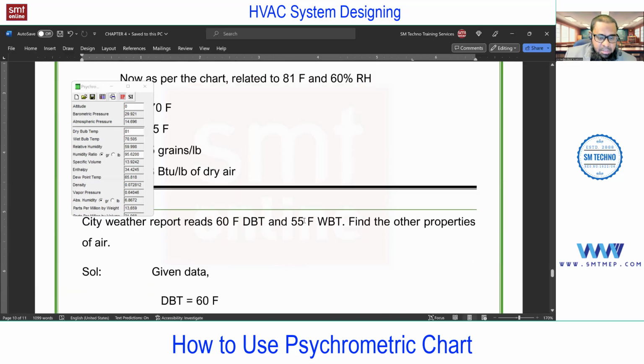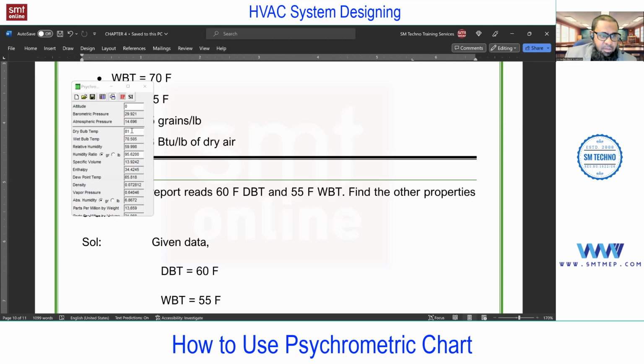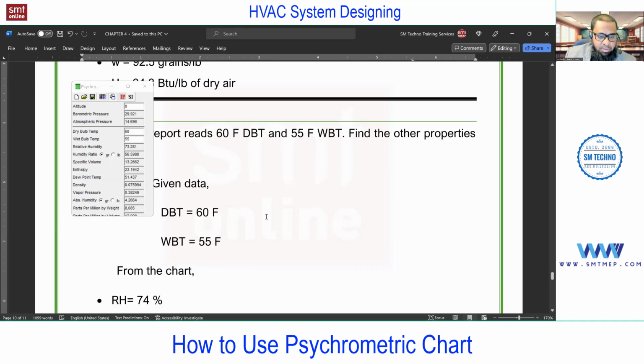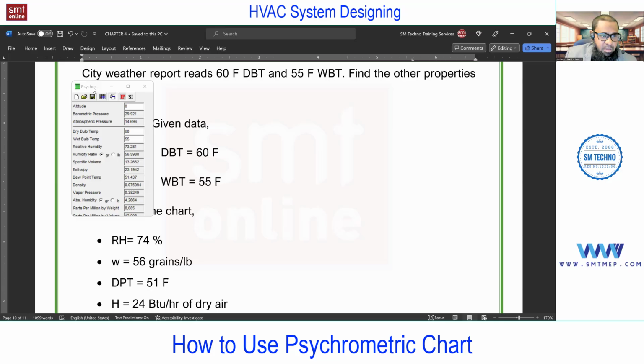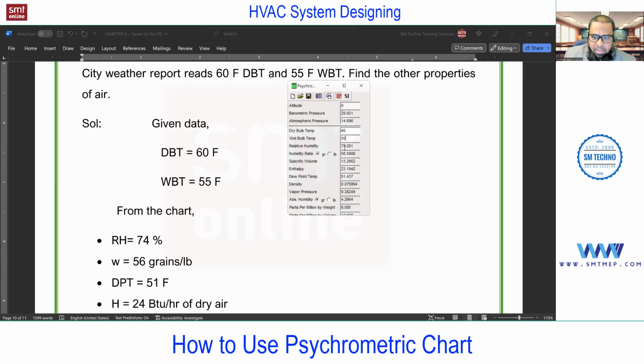Or if you refer to example number 2, you see dry bulb is 60, wet bulb is 55. So I'm entering dry bulb 60, wet bulb 55. Now I can verify all the points. You see, R is 74; here I'm getting 73.2. This was taken from the chart, so it's rough. Humidity ratio 56; here I got 56.59, so I can round off to 57. Dew point temperature 51; here 51.4, so I can take 51. And enthalpy 24; here 23.19. So this is from the chart.